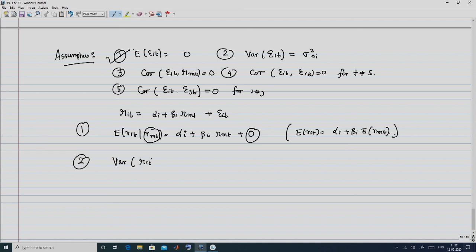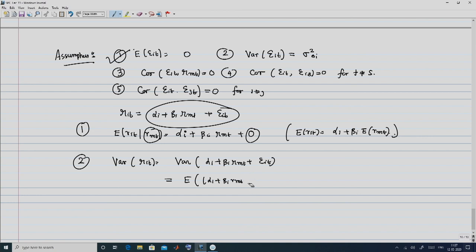So variance of RIT, what is this going to be? Let us replace RIT with this expression. So this is going to be variance of alpha I plus beta I RMT plus epsilon IT. What is this going to be? This is going to be the expected value of alpha I plus beta I RMT plus epsilon IT minus the expected value of alpha I plus beta I RMT plus epsilon IT whole square.